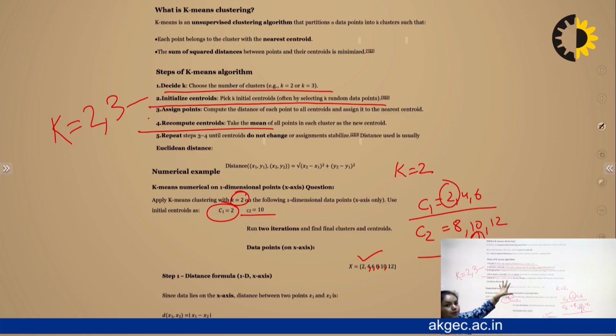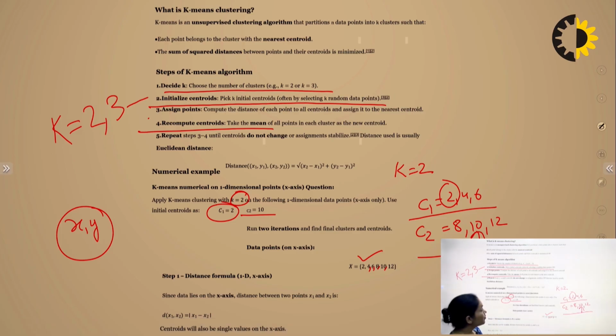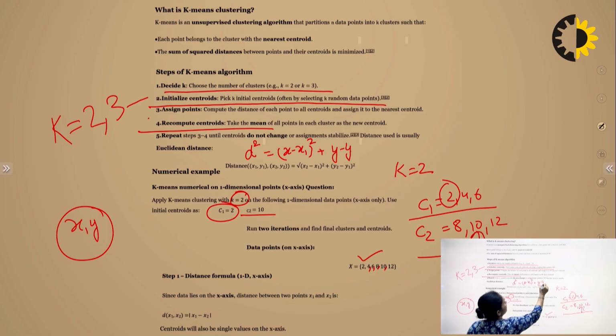But when we have more than one axis, when we are talking about x and y, then we need to find the distance between the element and the centroid using two coordinates, x and y. In that case we cannot use the simple method. We will find the Euclidean distance. The formula will be like this: d squared equals (x minus x1) whole squared plus (y minus y1) whole squared.